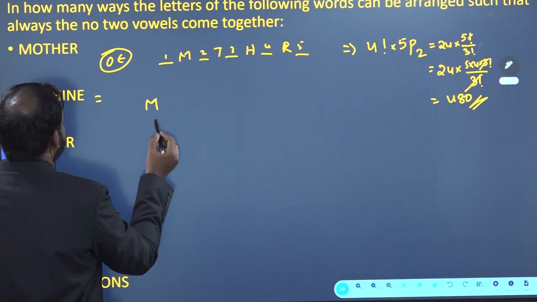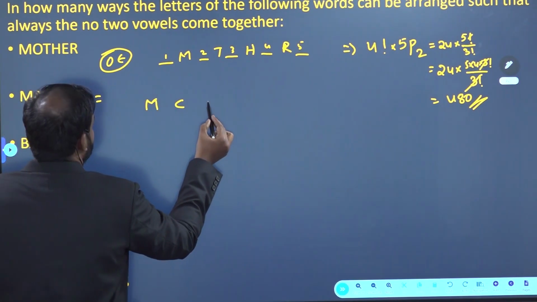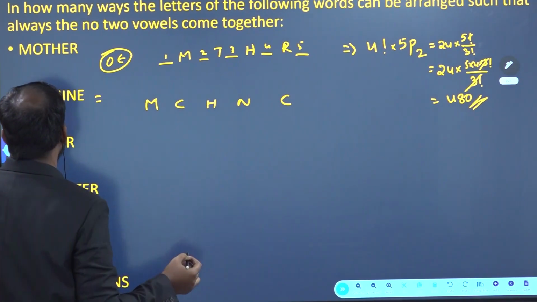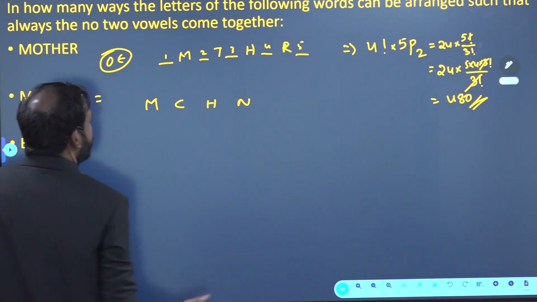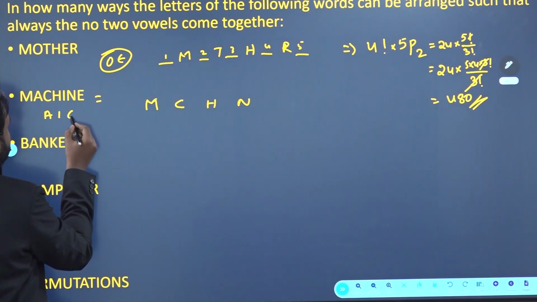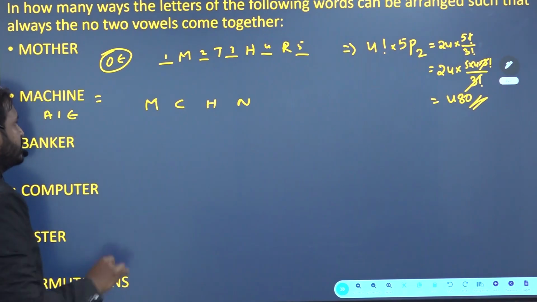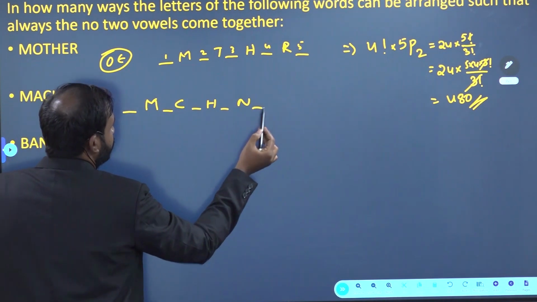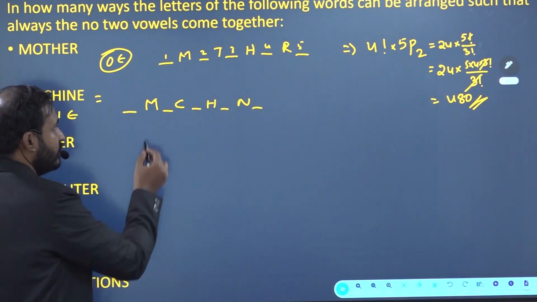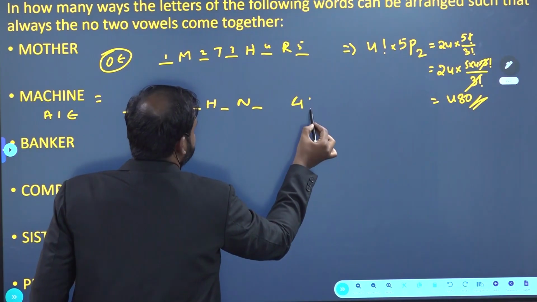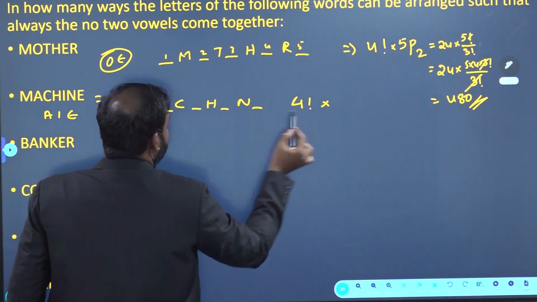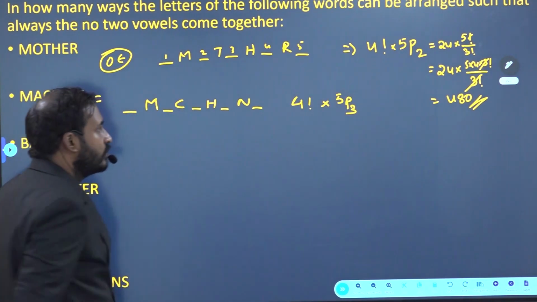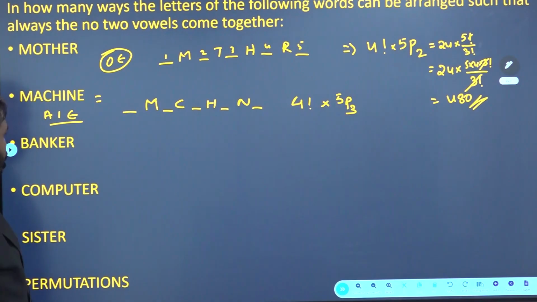First write down all the consonants M, C, H, N. That's it, right? So what are the vowels I have here? A, I, E. So these are 3 and those are 4, total is 7. Now please see here how many gaps I have: 1, 2, 3, 4, 5. So first of all, MCHN can be arranged in 4 factorial ways, and in these 5 gaps I need to fill these 3 vowels, so 5p3. So 4 factorial into 5p3.